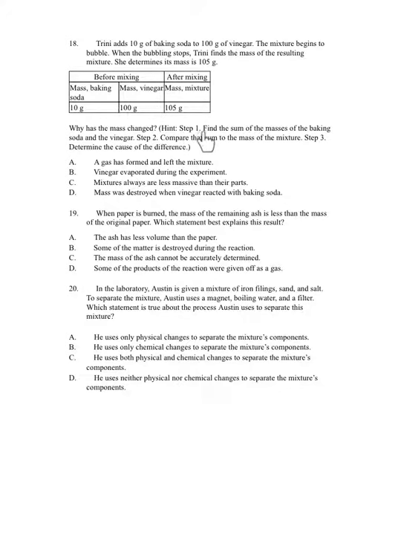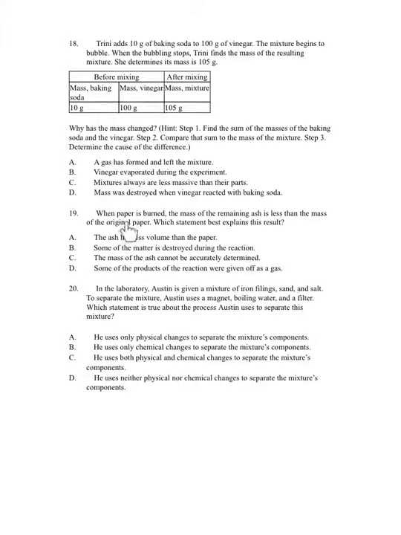Hint. Step 1. Find the sum of the masses of the baking soda and the vinegar. Step 2. Compare that sum to the mass of the mixture. Step 3. Determine the cause of the difference. A. A gas has formed and left the mixture. B. Vinegar evaporated during the experiment. C. Mixtures are always less massive than their parts. D. Mass was destroyed when vinegar reacted with the baking soda.